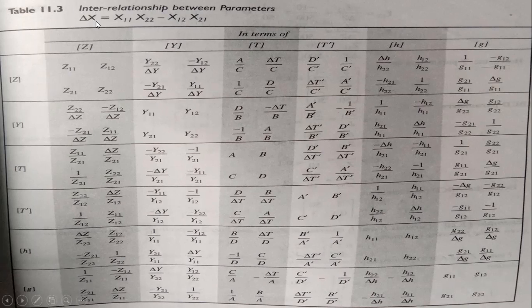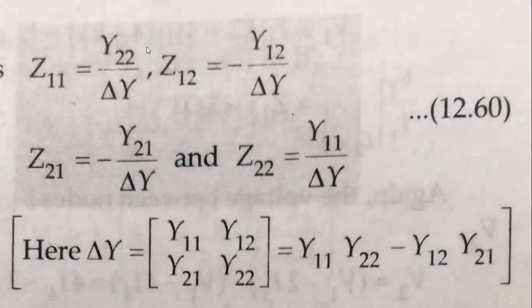The del part is nothing but, for Z, Z11 Z22 minus Z12 Z21. If you're interested in the Y, del of Y is Y11 Y22 minus Y12 Y21. If I'm interested in the ABCD, del of T is AD minus BC. Likewise for H, it is H11 H22 minus H21 H12, and G11 G22 minus G12 G21. So this sheet is very important while you are simplifying.